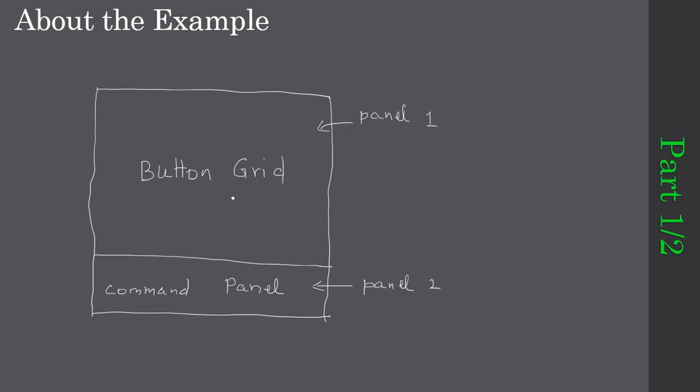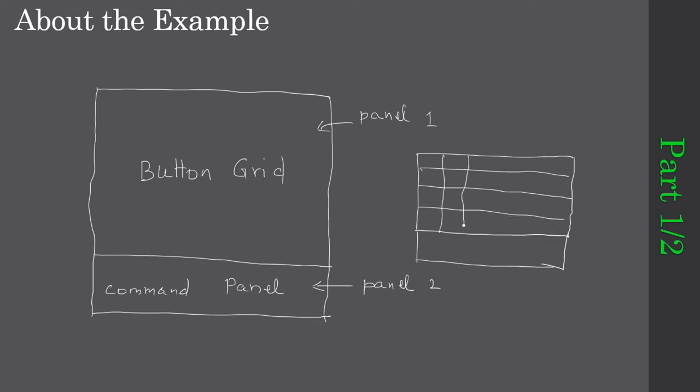Our example will have two panels. One is a panel with a big button grid, and at the bottom we will create one more panel which will contain some controls. So we will have a button grid at the top. That means in each cell we will have one command button. Likewise, all the grid cells are filled. Then in the bottom panel, we will have two JButtons.